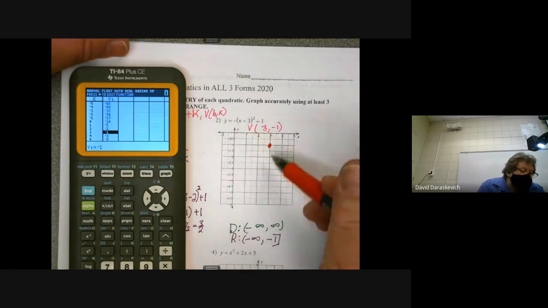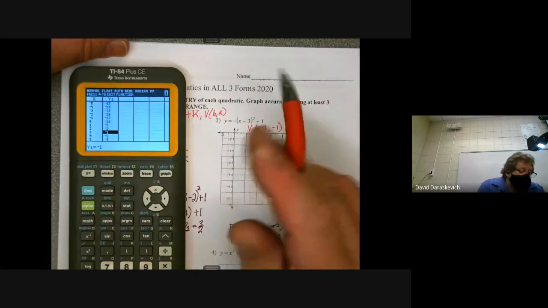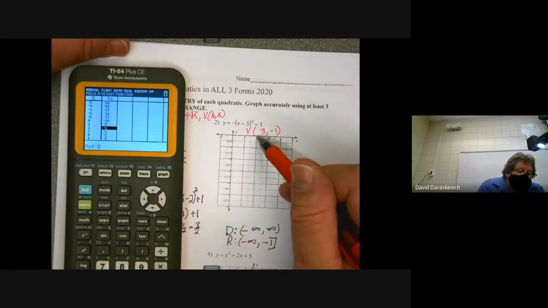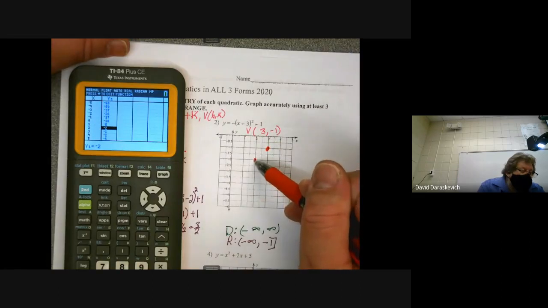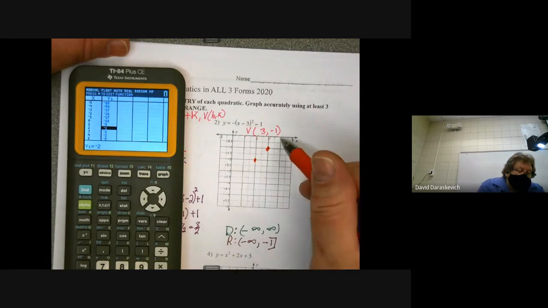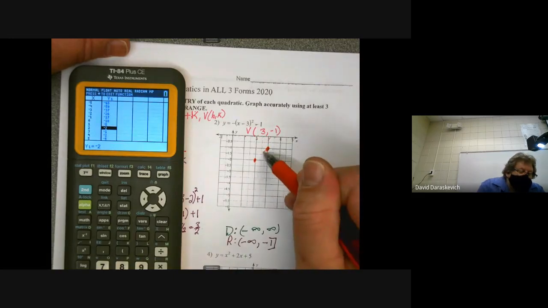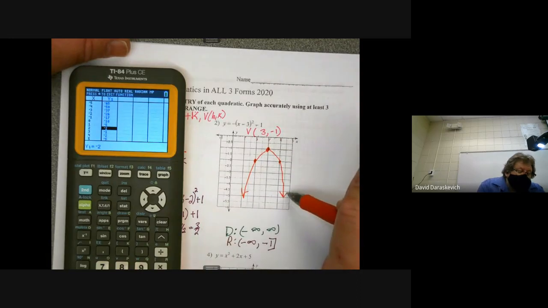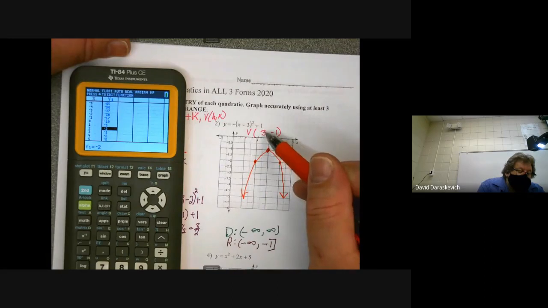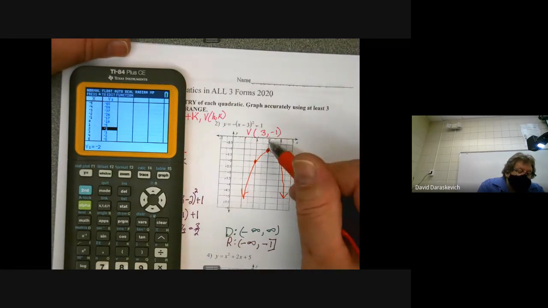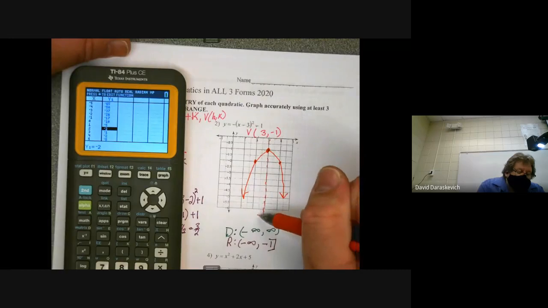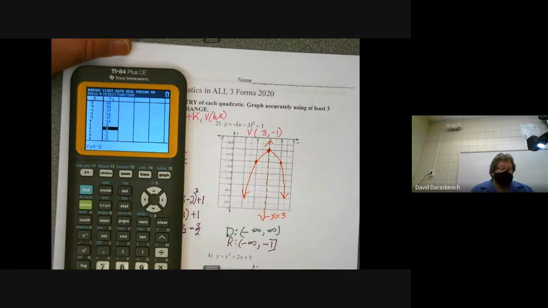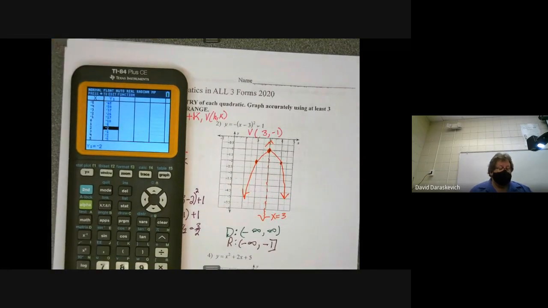I know it's going to open down. Besides, I got a picture of it, and I could just use the points right off here. 2, -2, and 4, -2. Axis of symmetry is my x equals 3. Well, here's 3. Here's my axis of symmetry. Okay. I'm done.